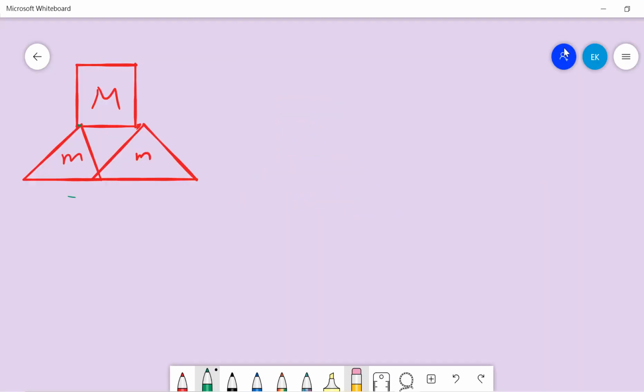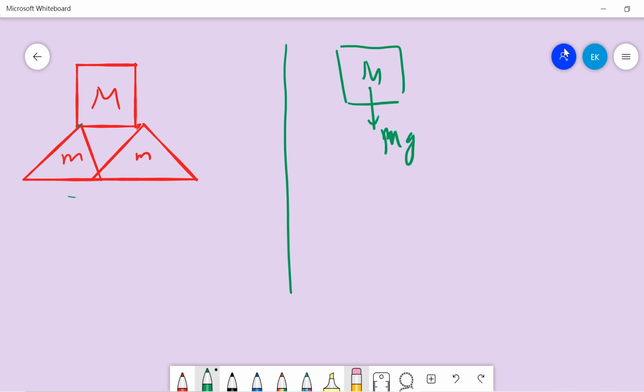So basically, we first look at the box. The box has one force, and two forces from here to here. I call it F at 35 degrees. So this mg is 2F times square root of 2. Basically, you take their vertical component. So this is the first equation.